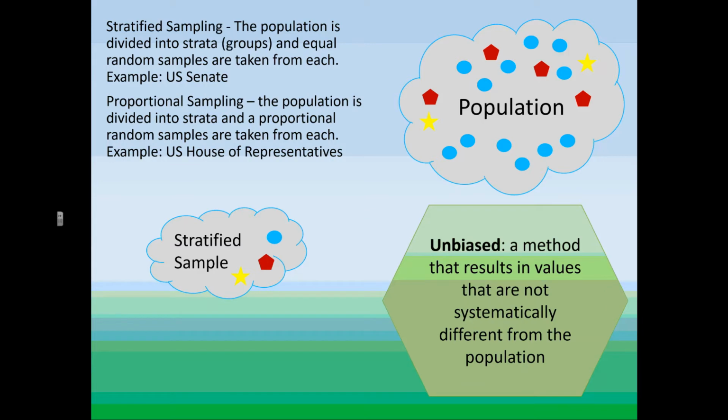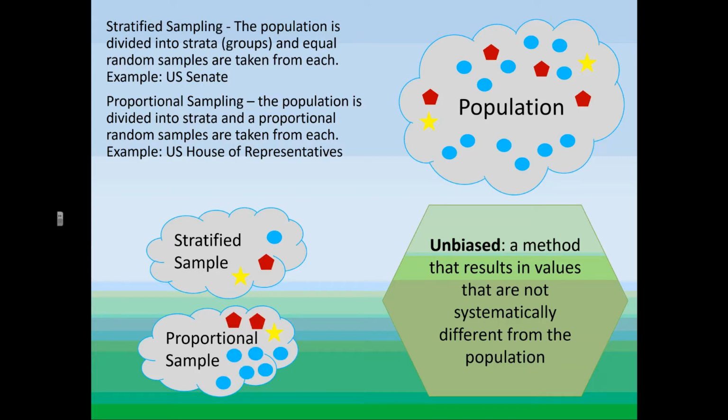Then we have proportional sampling, and this is what the US House of Representatives is all about. You see, there's a problem with stratified sampling. If we take a look at my population, there's a whole lot of blue bubbles, and only 2 yellow stars. So the blue bubbles are going to be very, very angry if they have an even vote with the gold stars. The blue bubbles represent more people. So in a proportional sample, they take specific proportions. So there's going to be fewer gold stars and fewer red pentagons, and there are going to be more blue bubbles because there are more blue bubbles in the population as a whole. So that's what the US House of Representatives is all about.